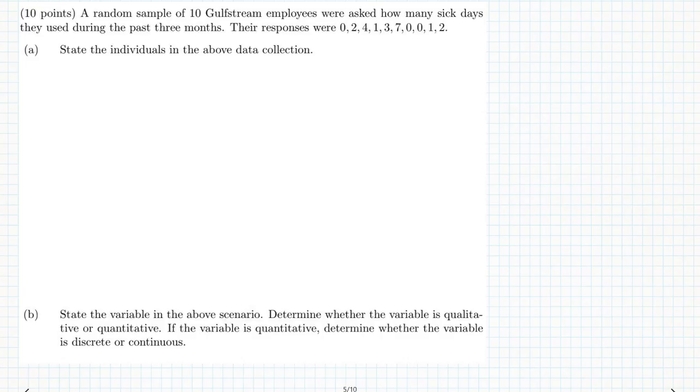All right, so our next one. A random sample of 10 Gulfstream employees were asked how many sick days they used during the past 3 months. The responses were 0, 2, 4, 1, 3, 7, 0, 1, 0, 0, 0, 1, 2. State the individuals in the above data collection. So it's the information that we're gathering from what people, or in this case people, but in some cases what thing we're gathering the data from. And in this case, random sample, we gathered this data from the Gulfstream employees.